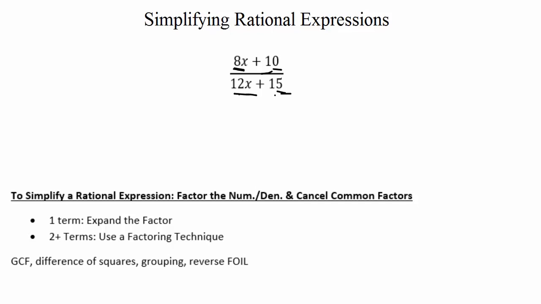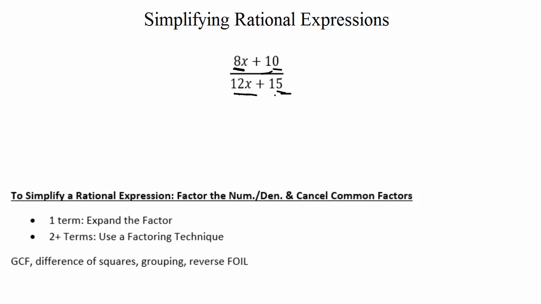What I mean by that is factoring techniques are things like factoring out a greatest common factor, using difference of squares, reverse FOIL, factor by grouping. Those are our different factoring techniques. So we're no longer talking about expanding our factors. We need to use a factoring technique in order to simplify it.